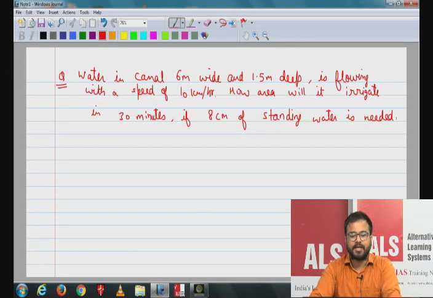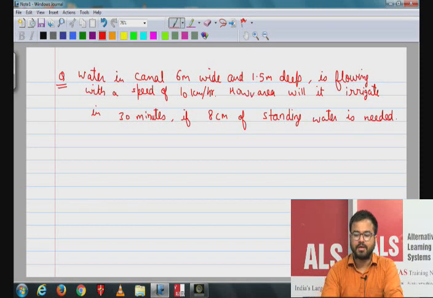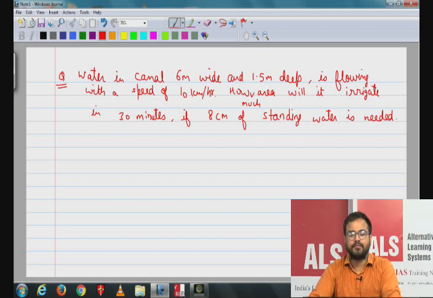It says water in a canal, the dimensions of the canal are given, 6 meter wide and 1.5 meter deep, is flowing with a speed of 10 km per hour. This is the speed of the water that is flowing through the canal. We have to figure out how much area will it irrigate in 30 minutes if 8 centimeter of standing water is needed.